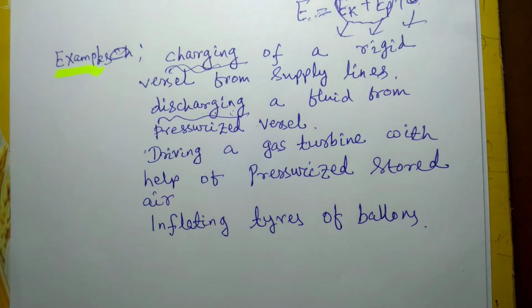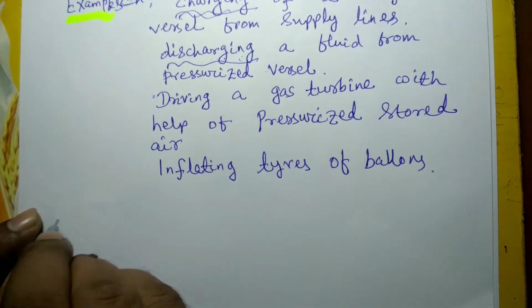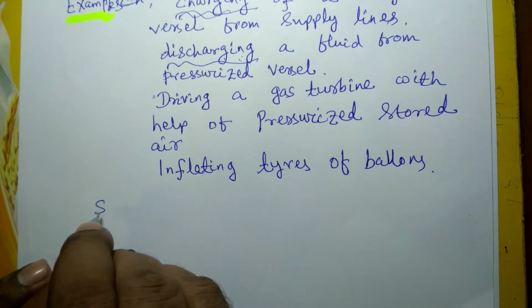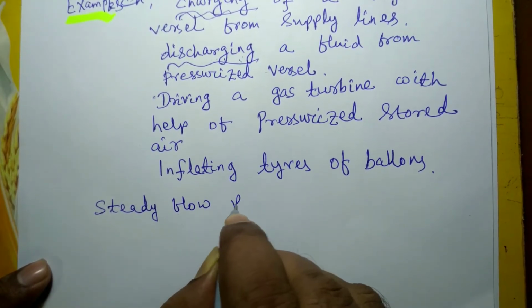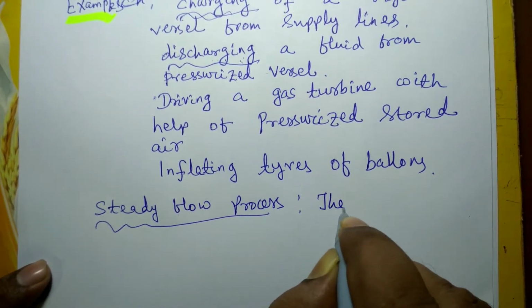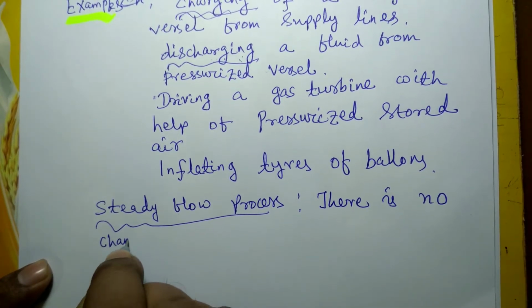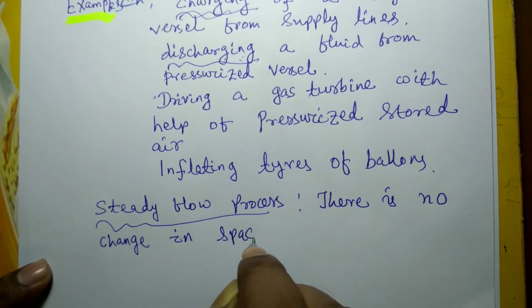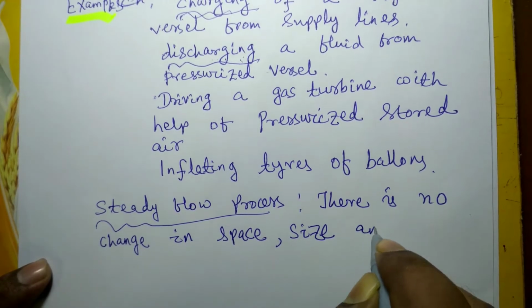One of the important differences between steady flow and unsteady flow process is that in case of steady flow process, there is no change in space, size and shape.